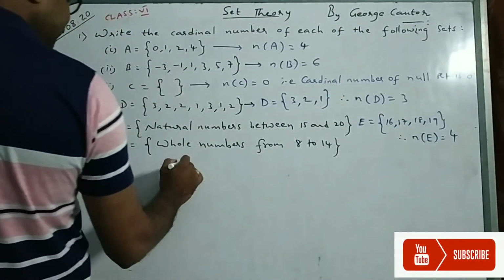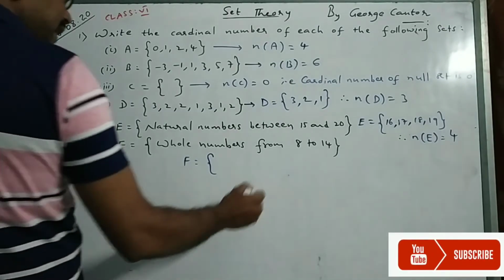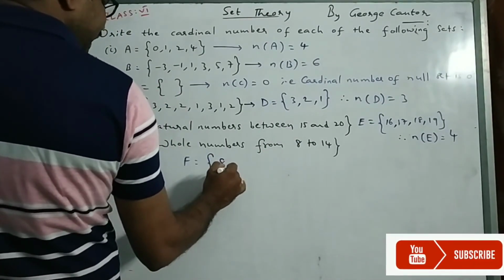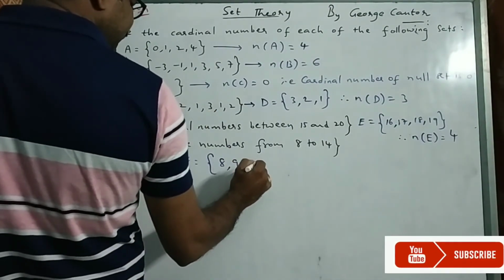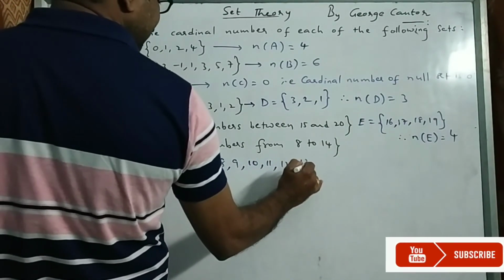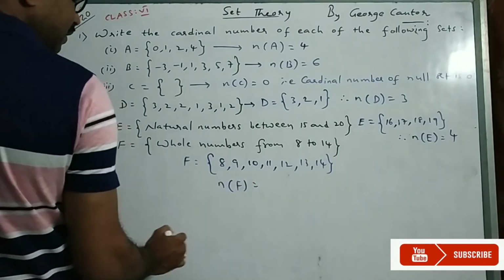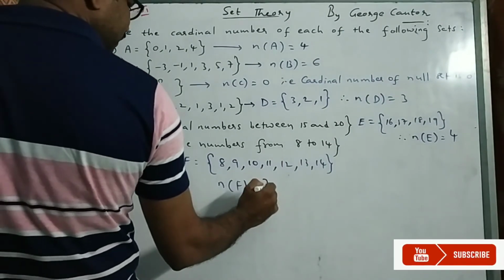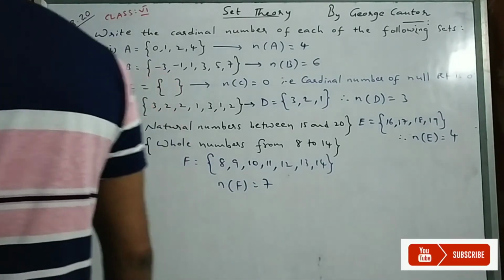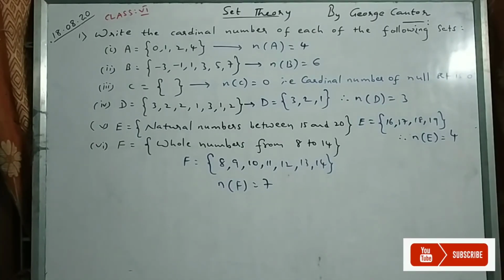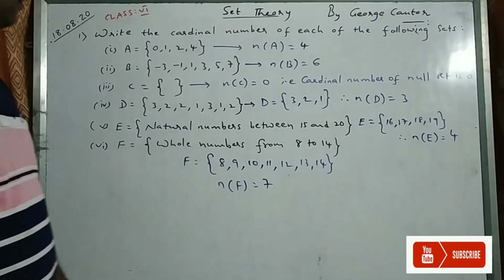Okay. F is equal to whole numbers. Whole numbers means starting from 0, but they are asking here from 8 to 14. So from 8 to 14 means including 8: 8, 9, 10, 11, 12, 13, 14. So the number of elements in the set F is 7. That is the method of finding the cardinal number of a set. So this is the way we calculate, right? Thank you.